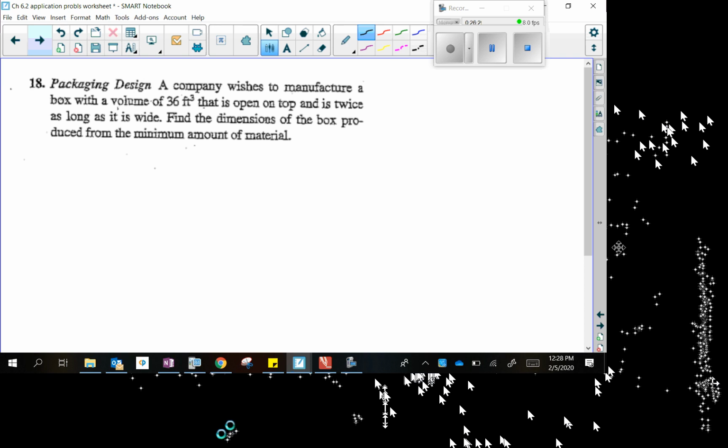So a company wishes to manufacture a box with a volume of 36 cubic feet that is open on top and is twice as long as it is wide. Find the dimensions of the box produced from the minimum amount of material. I highly recommend drawing a diagram, but this time instead of a square base, we have a rectangular base, because it's twice as long as it is wide. So it looks more like this.